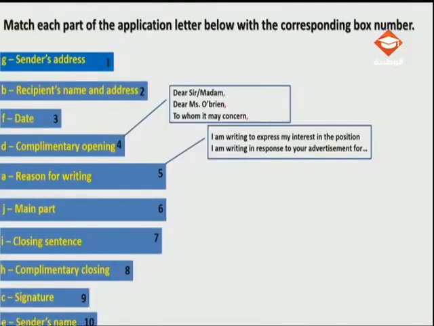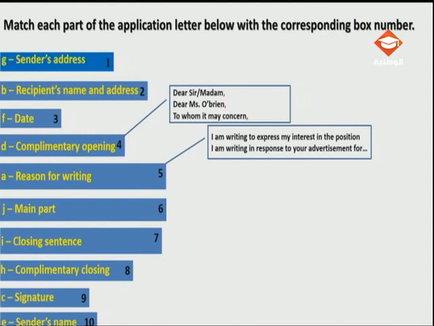We normally use expressions like "I am writing" to give the reasons for writing. Could you please read some examples? "I am writing to express my interest in the position of," and you mention it, or "I am writing in response to your advertisement for" which job or position.